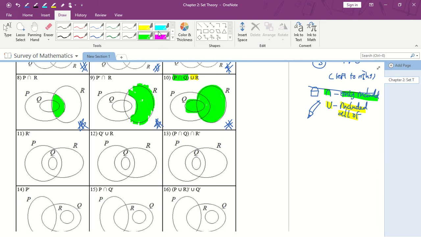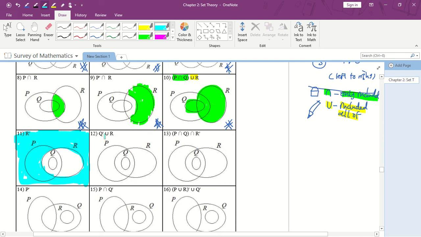R prime. R prime means the region that is not inside R. So we go around R and we will shade outside, because it's not inside R, right? I believe it's kind of easy. We don't care about P and Q when we are shading. Why? Because it talks about R prime. We only care about R.